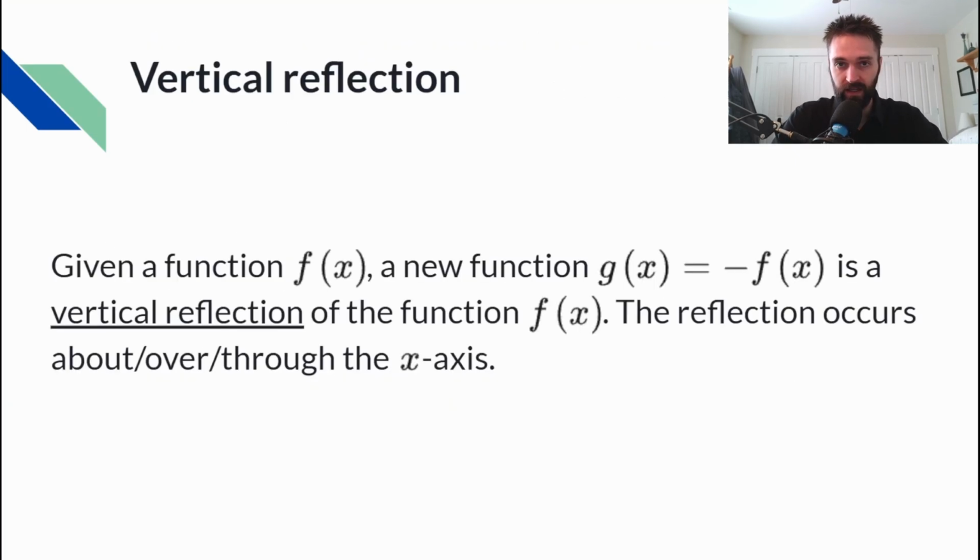All right, next, let's look at vertical reflections. Given a function f of x, a new function g of x equals negative f of x is a vertical reflection of the function f of x. The reflection occurs about, over, or through the x-axis. You can use any of these 3 words that you want; they're all saying the same thing. The reflection occurs through the x-axis. That's the way I like to say it.